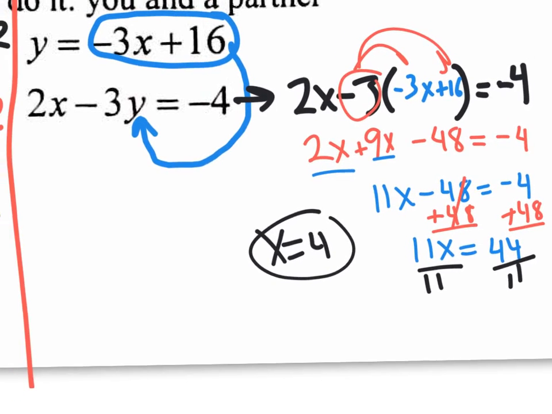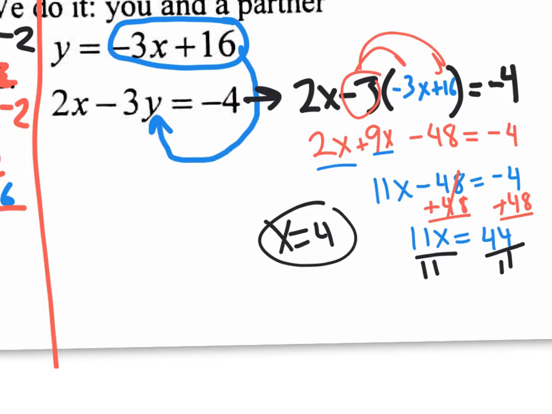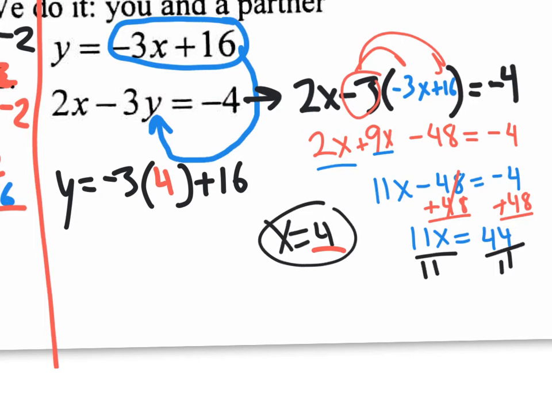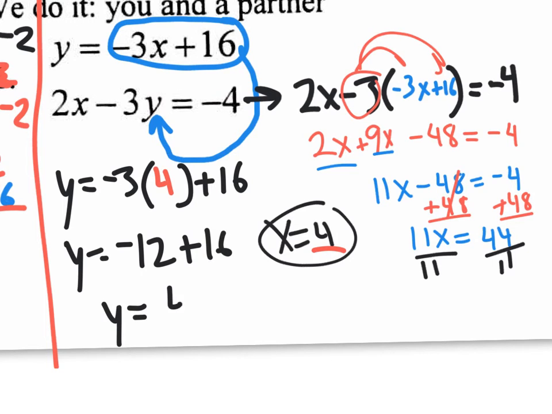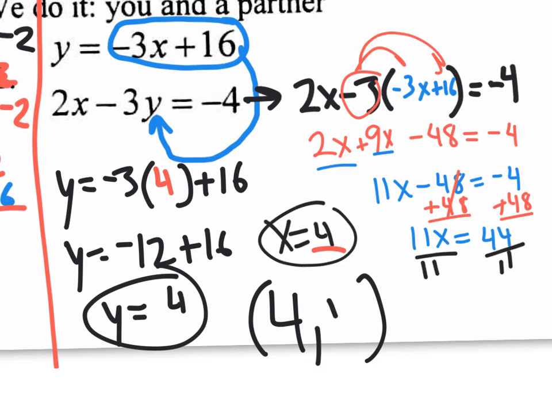Plug it in. Which equation? Top, bottom, doesn't really matter. I want to go with the top. y equals negative 3 times x plus 16. And in place of the x, I put parentheses because I'm going to plug in this value of 4 right in there. So we end up with y equals negative 12 plus 16, which means y equals 4. So the coordinate, the point of intersection, the solution is 4, 4.